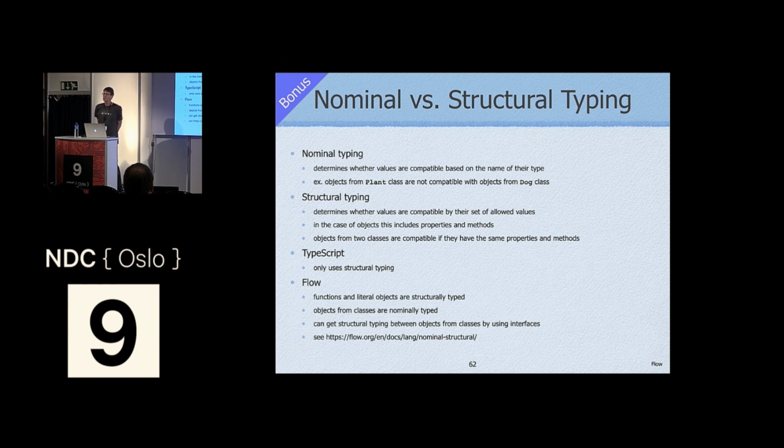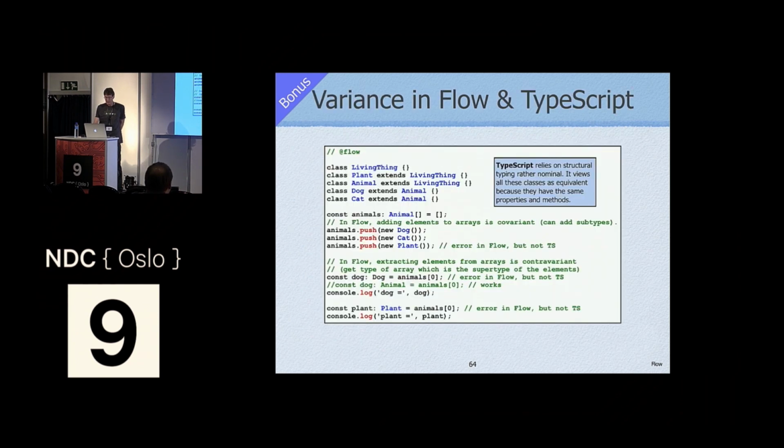Flow uses structural typing when you specify object literals and their properties, but if you specify a class, then in that case it uses nominal typing. And that makes a difference. And so I walk through an example like that, and here I have a living thing class, and then I say plants and animals are living things, and dogs and cats are kinds of animals. And then I create this array of animals. It's empty now. And then I push into my array a dog and a cat and a plant.